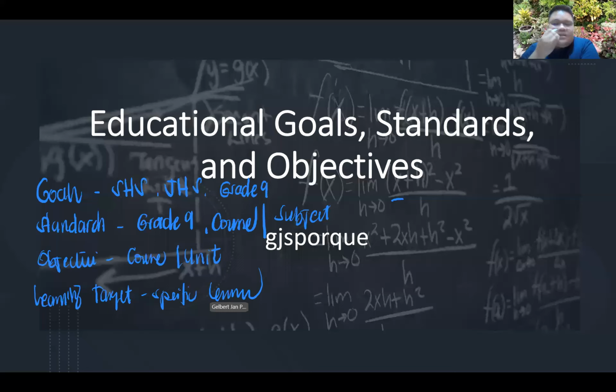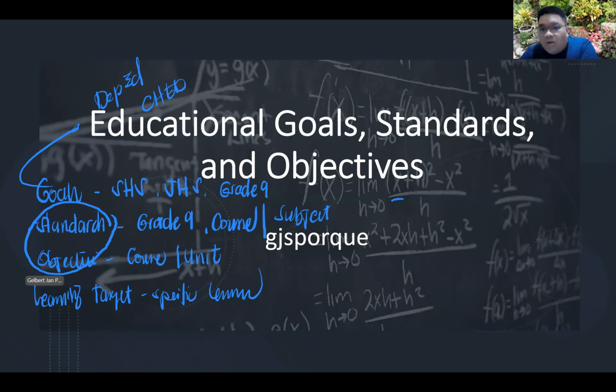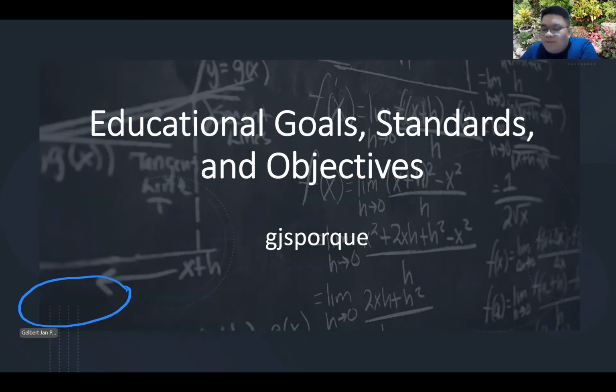So if you will be asked, kung ano ang goals ng isang program, you try to refer to the Department of Education order. You also try to refer to the CHED memorandum order because there is very high likelihood that the goals of the program are already prescribed there in the DepEd and CHED memoranda. The same for your standards. The standards and the objectives could also be discussed and agreed upon by the school wherein you are working. But the learning targets, class, are usually authored by the teacher.